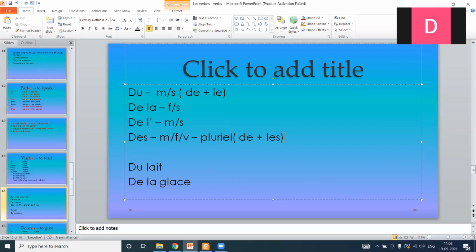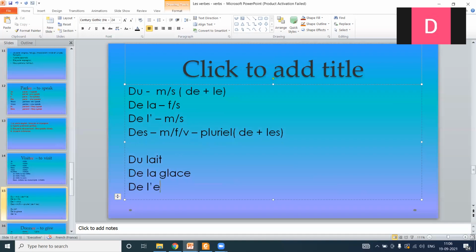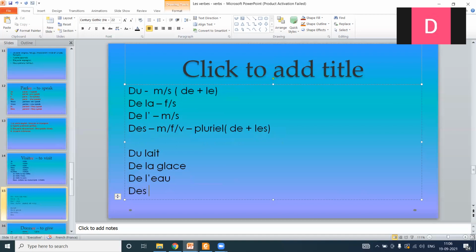For example, some water: how will it be? "De l'eau". "L'eau" is water. And some chocolate: "du chocolat". "Du chocolat" means some chocolate. So, no doubt about du, de la, de l', des? This will come in the fourth lesson.